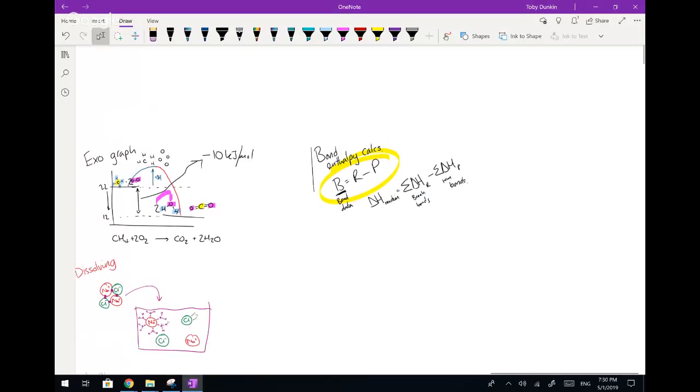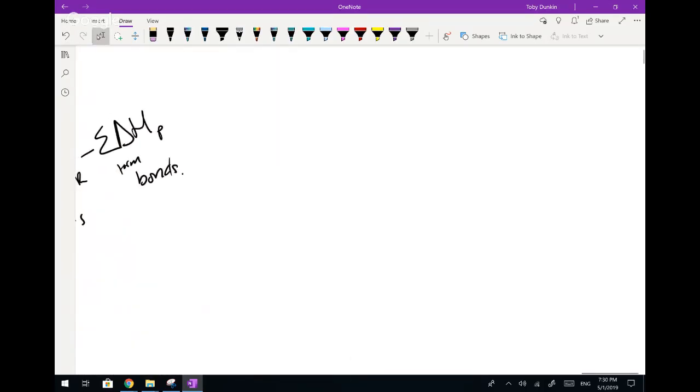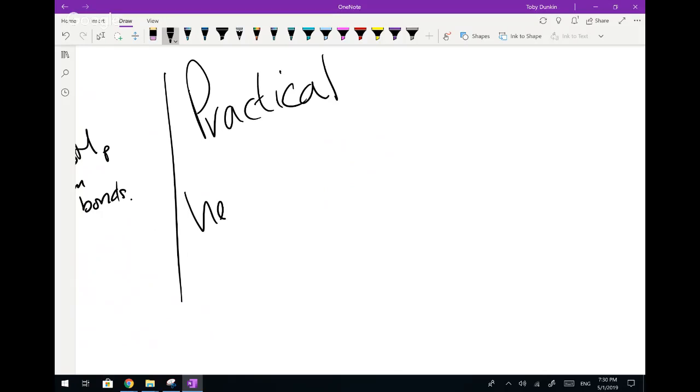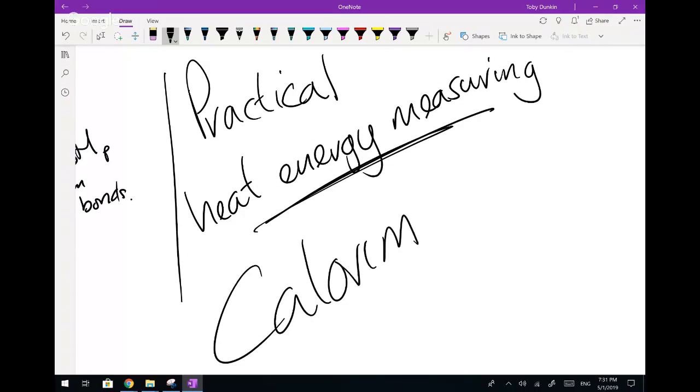And now that we've done Burke, I can tick that off. We can now go into calorimetry. Okay, so the next part is practical heat energy measuring. And we call this calorimetry.